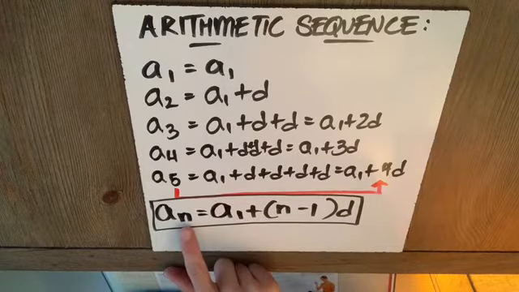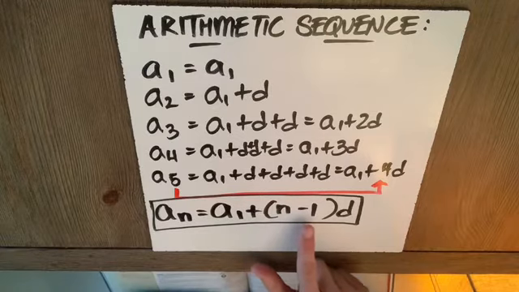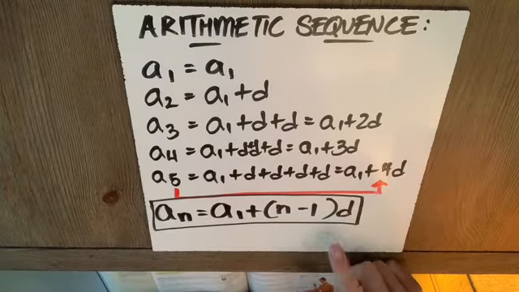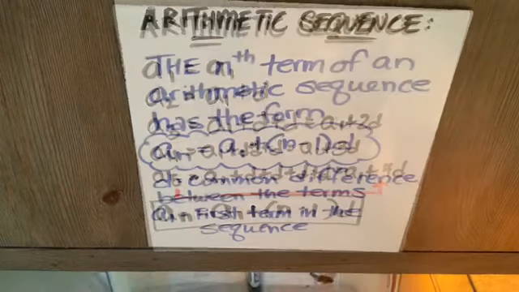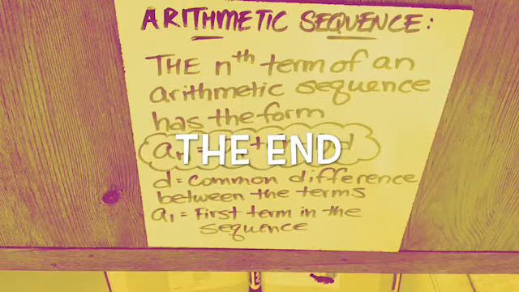And whatever N is, the term number you're looking for, you're going to have one less number of jumps. You can think of that as the number of jumps. And D will be the size of each jump. Here it is more formally. The nth term of an arithmetic sequence has the form AN equals A1 plus the quantity N minus 1 times D, where D is the common difference between the terms and A1 is the first term in the sequence.